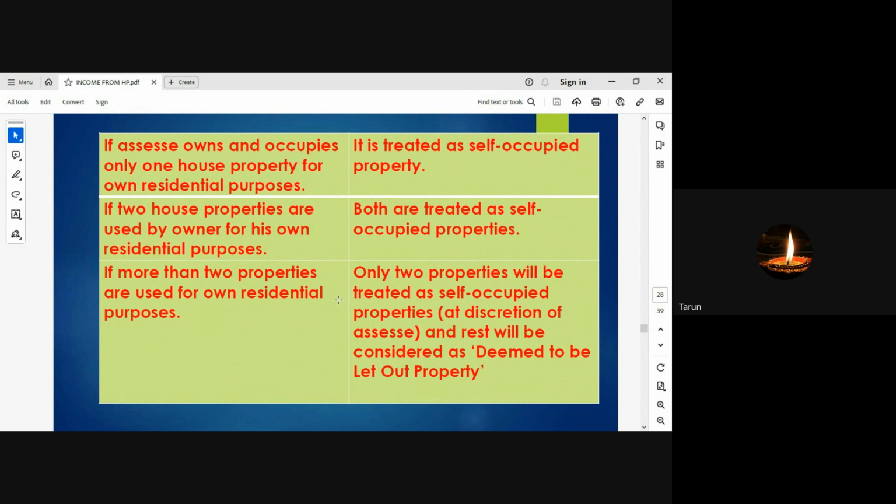If more than two, let's say three, only two properties will be treated as self-occupied and the rest will be treated as deemed to be let out property. Deemed to be let out property means the individual has owned the property for making a legal transaction, but is not actually the legal owner. So that is called a deemed to be let out property.